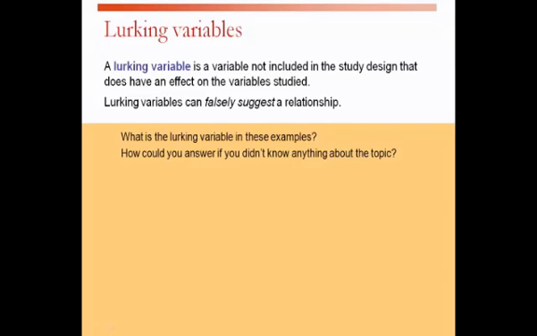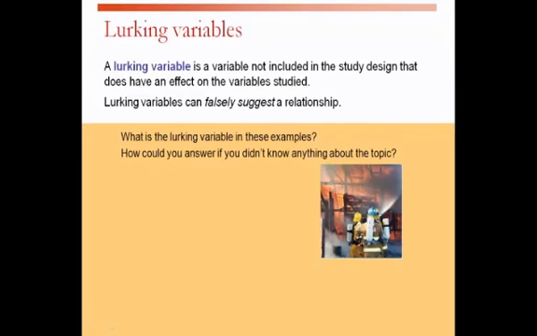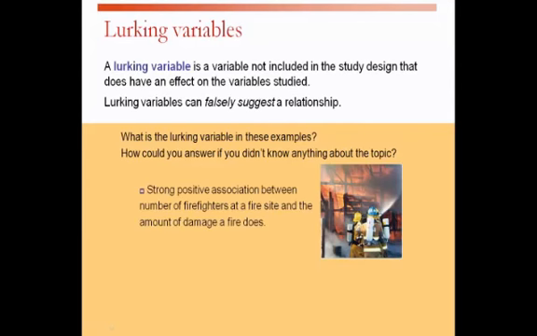So I'm going to give you 2 examples. We'll see what lurking variables are. There's a strong positive association between the number of firefighters at a fire site and the amount of damage a fire does. Is there something missing in that? What would explain that?